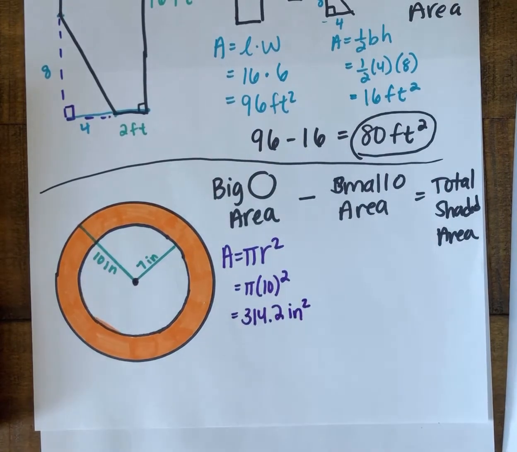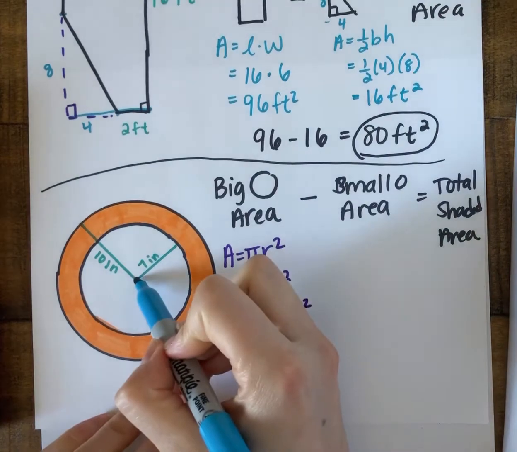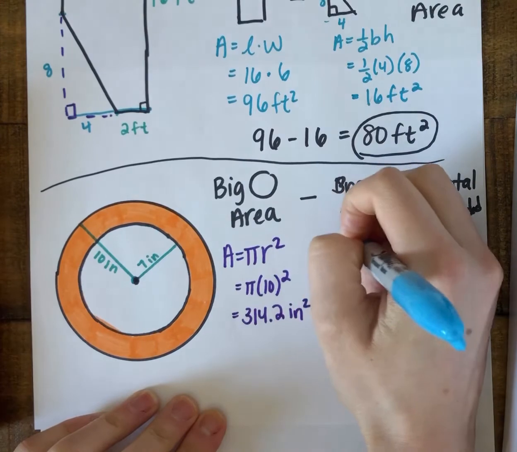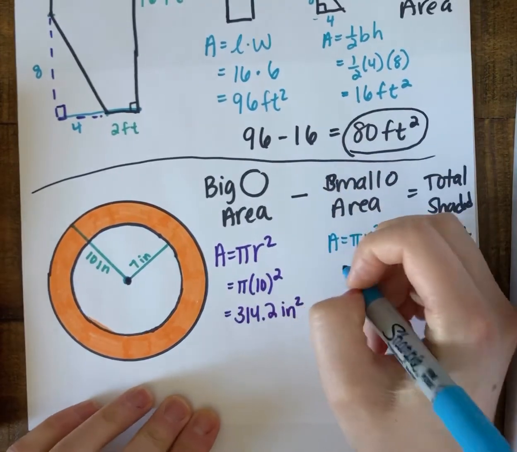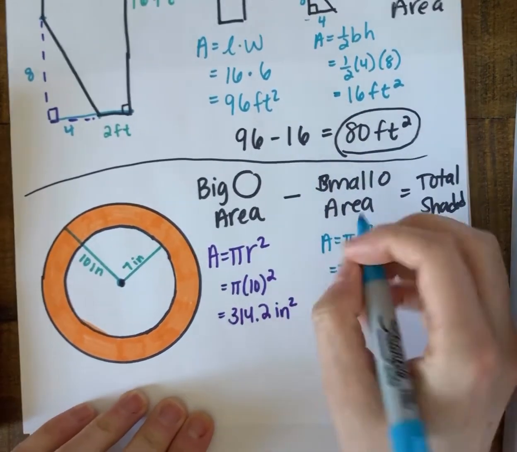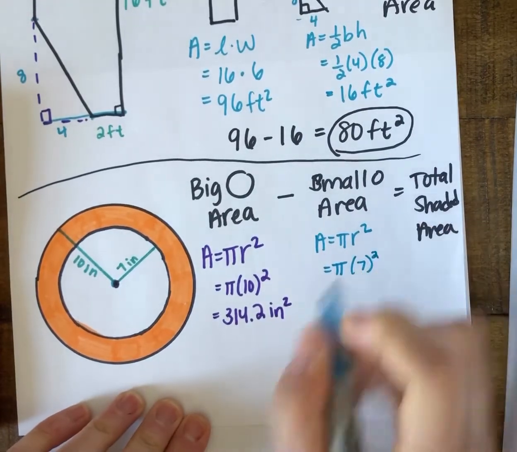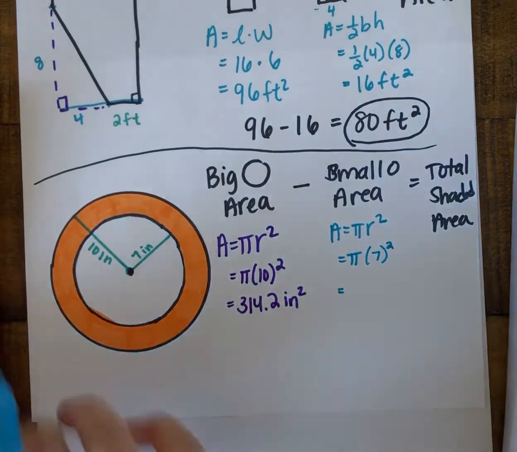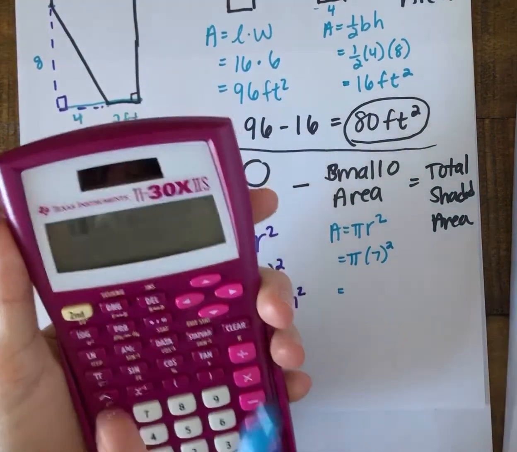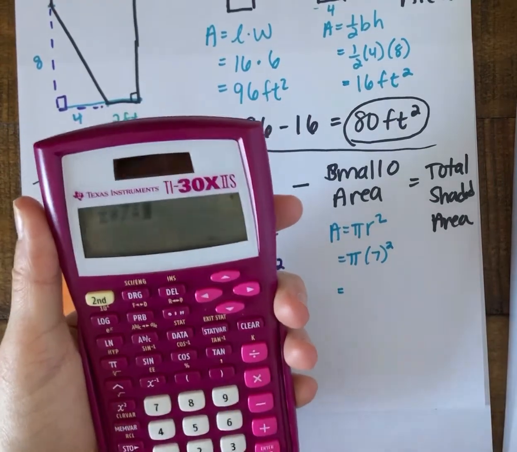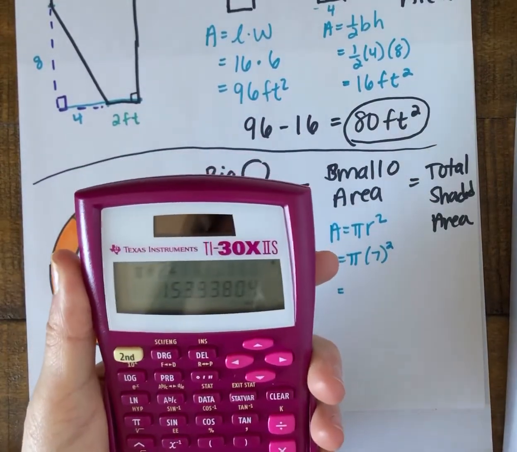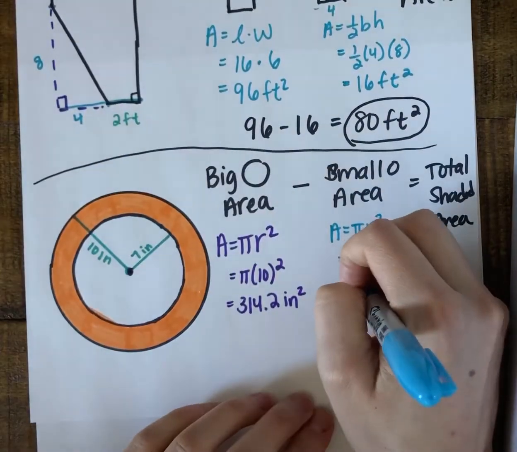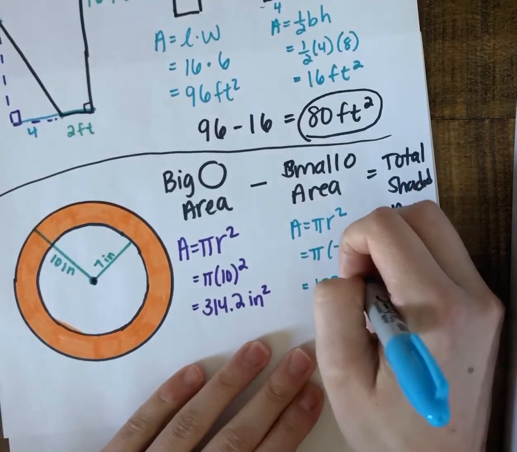For my small circle's area, I look again for the center to the edge, that radius. And so my area will be pi times radius squared. And this time, the small circle's radius is only 7. And so again, I'll plug that into my calculator. Pi times 7 squared is 153.9 square inches.